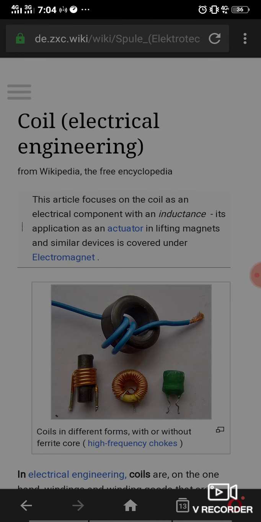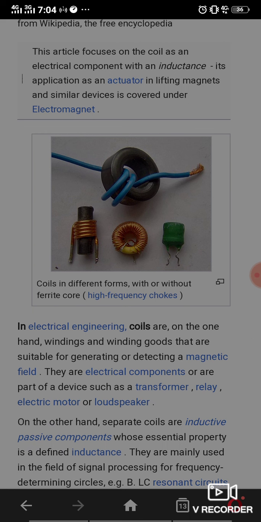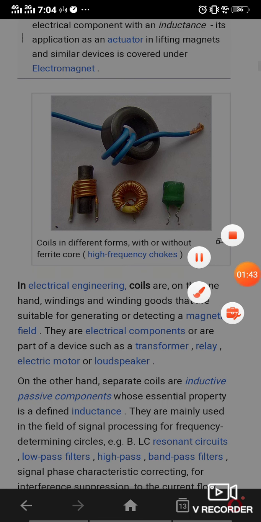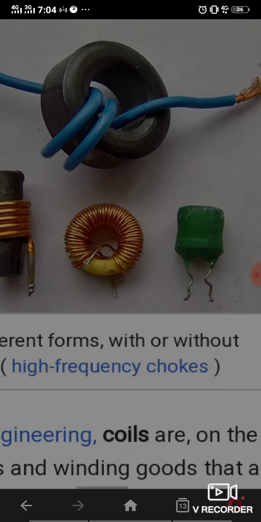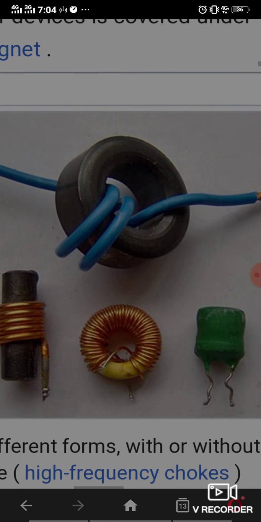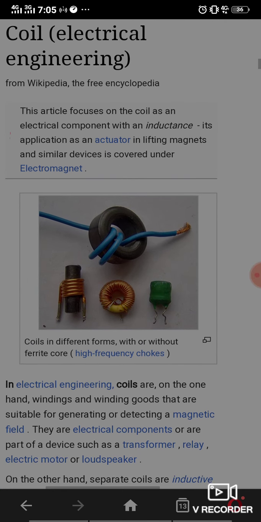This article focuses on the coil as an electrical component with an inductance. Its application in actuators, lifting, magnetic and similar devices is covered. So in electrical engineering, a coil, this is the diagram of a coil. You see on your screen. I zoom it. So these are the different types of coils.